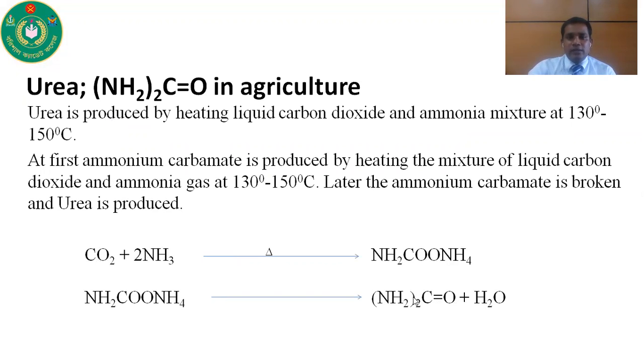So in short, carbon dioxide reacts with ammonia at 130 to 150 degrees Celsius, and ammonium carbamate is produced. This ammonium carbamate undergoes dissociation and urea is produced. And this urea is used as fertilizer.